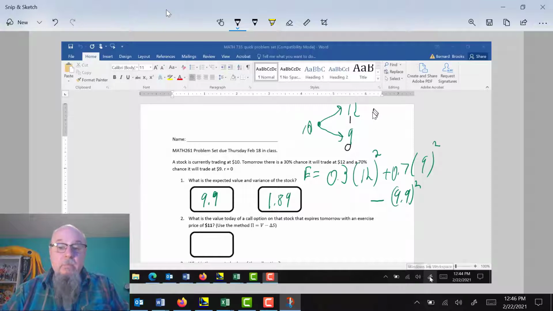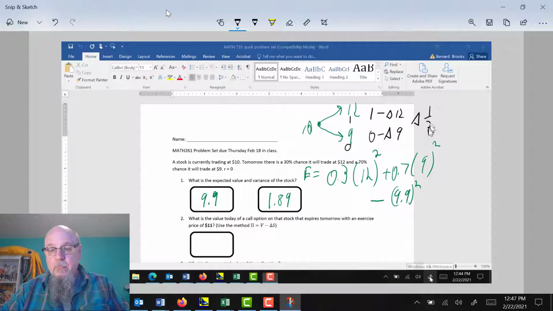So in the up case of the future, you've got V minus delta times 12, and in the down case of the future, you've got 0 minus delta times 9. You set these two futures equal to each other and solve for delta. If I do that, I'm going to get delta equal to a third. So I set 1 minus delta times 12 equal to minus delta times 9, and you get delta equals a third. That means I need to short a third of a share.